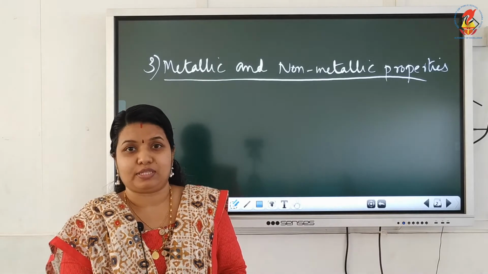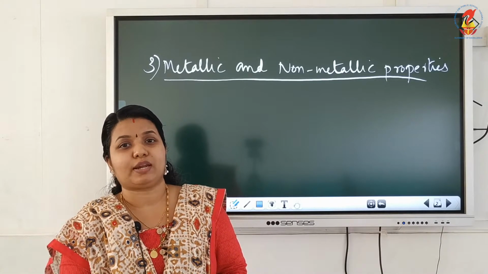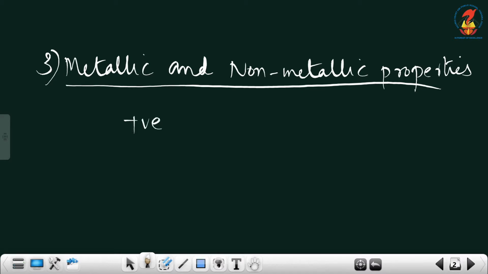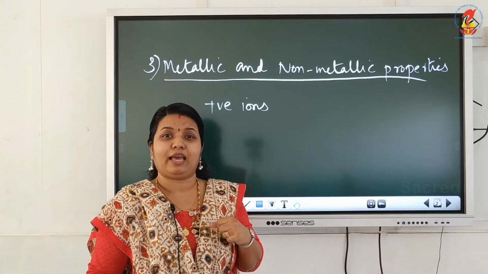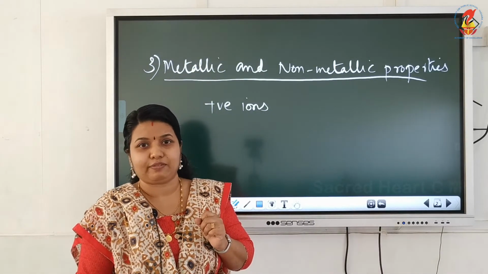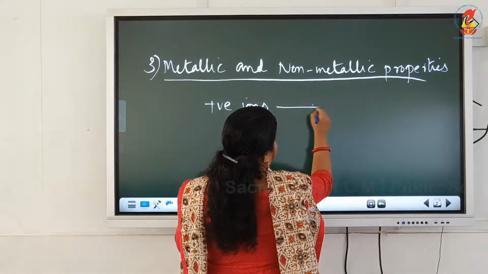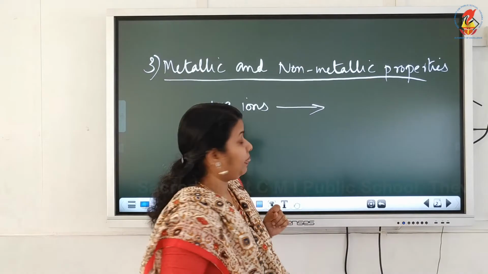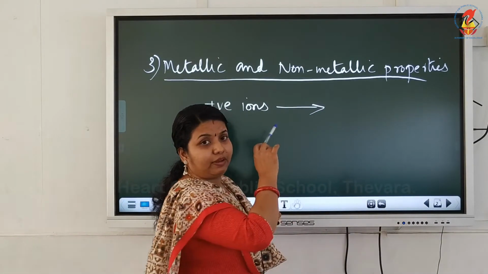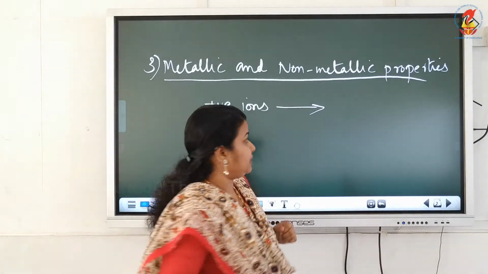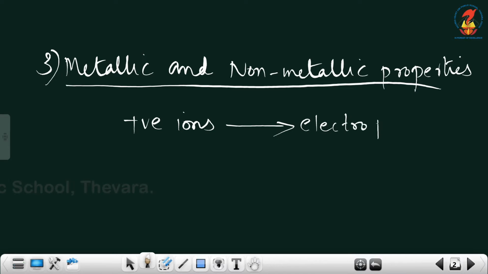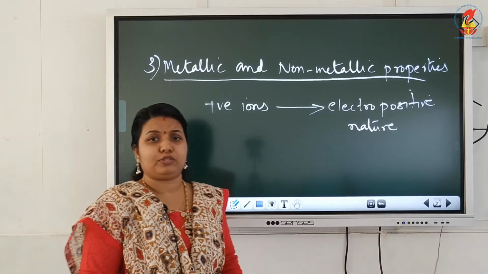When electrons are lost, what type of ions are formed? When electrons are lost, positive ions are formed. Naturally, the atom will have an excess of positive charges. This you have learned in chapter 3, ionic bond formation. So, metals have a tendency to lose electrons and form positive ions. This property is known as electropositive nature. So, metallic property is also known as electropositive nature or electropositive character.